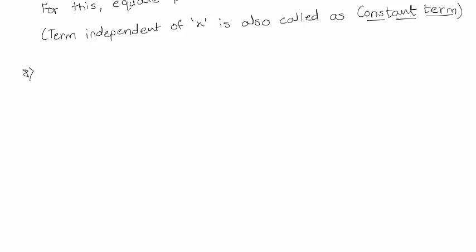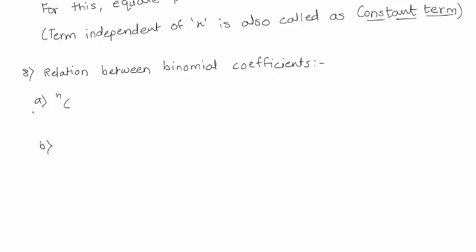Now, the eighth pointer says, now students, we have seen how to find the greatest binomial coefficient, but there is some relation between them also. Let us study that: relation between binomial coefficients, that is the relation between nC0, nC1, nC2, and so on up to nCn. So the first pointer here says nC0 plus nC1 plus nC2 plus nC3 and so on up to nCn. The sum of all these coefficients is always 2 raised to n.